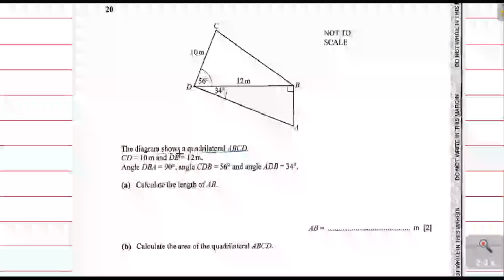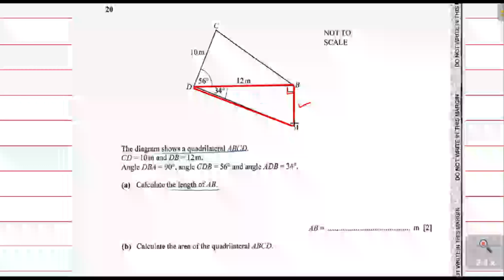Question 20. The diagram shows the quadrilateral ABCD. Calculate the length of AB. Look here, this is the length AB. And this length AB lies in this right angle triangle ABD. We can calculate this length AB by using the trigonometric ratio. In the trigonometric ratio, we will mark the positions of the sides according to this angle.